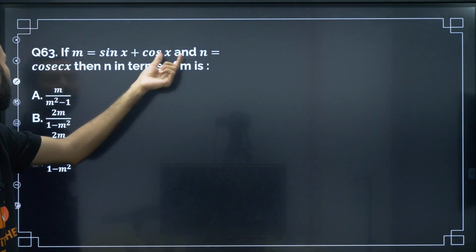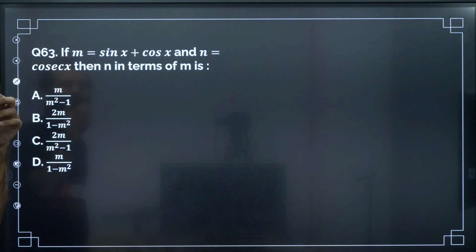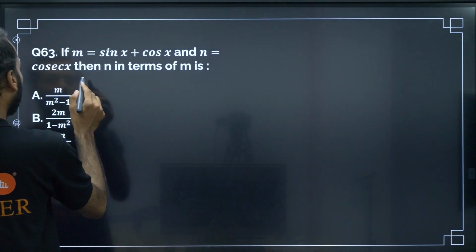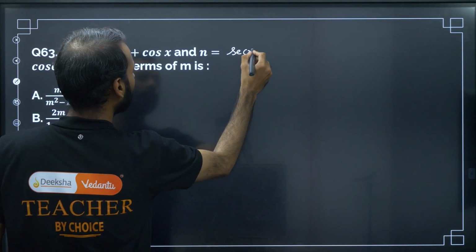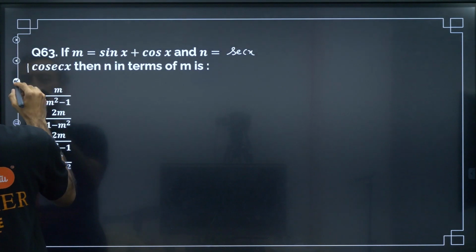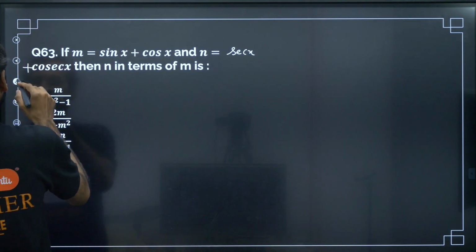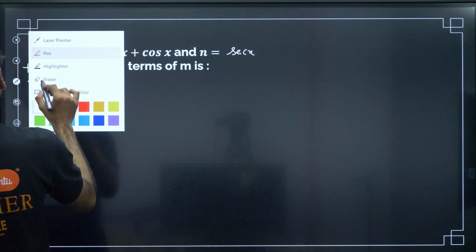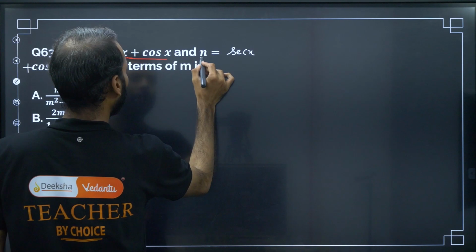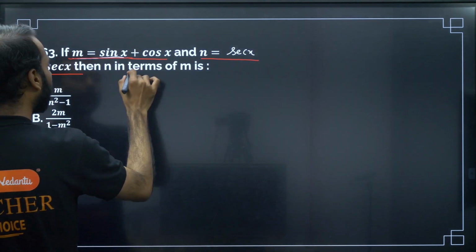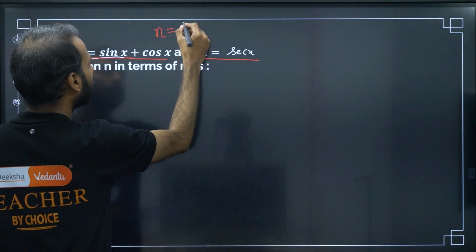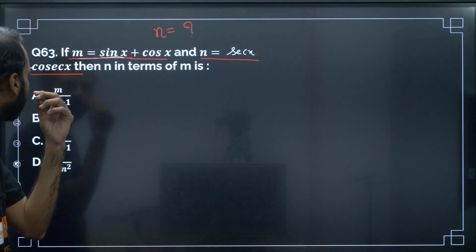Next question, trigonometric. If m is equal to sin x plus cos x and n is equal to secant x plus cosecant x, then n in terms of m is. There is something missing in the question; the question is like this. m is sin x plus cos x, and n is secant x plus cosecant x. Then n in terms of m is, so they are asking to find the value of n.